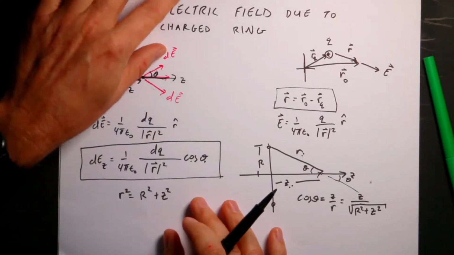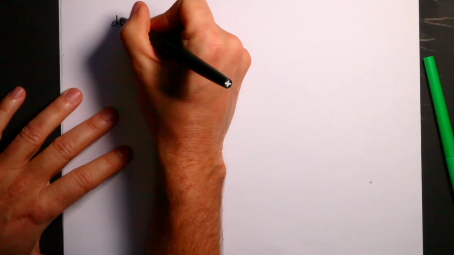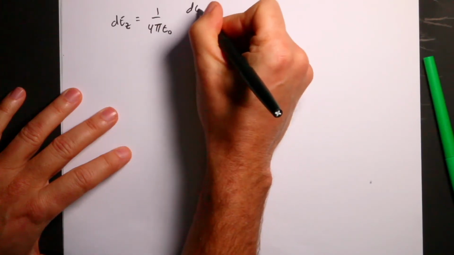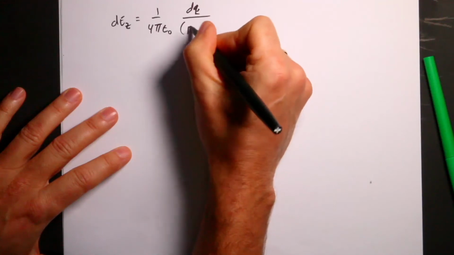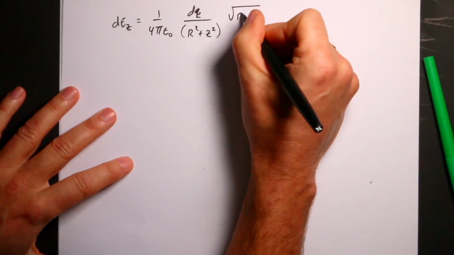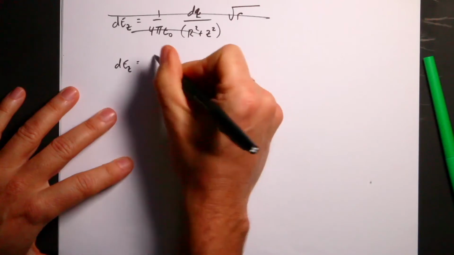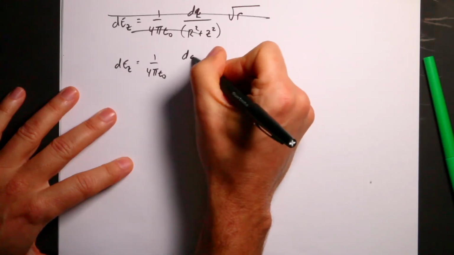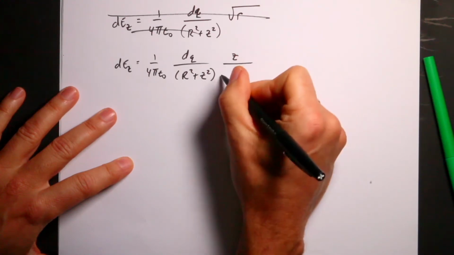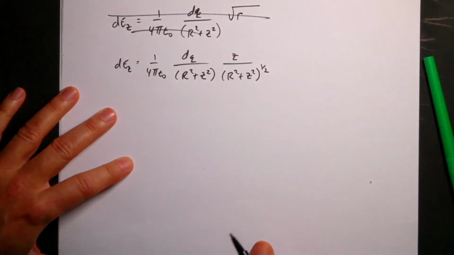So let's put all that stuff together on a new page. So here I have dE z, the z component: 1 over 4 pi epsilon naught, dq, going to leave that there, that's a lowercase q, over r squared, which is R squared plus z squared, times cosine theta, which is z over R squared plus z squared to the 1/2. That's the square root. So now let's simplify this.